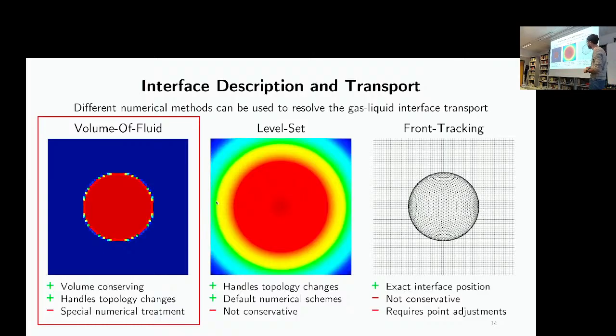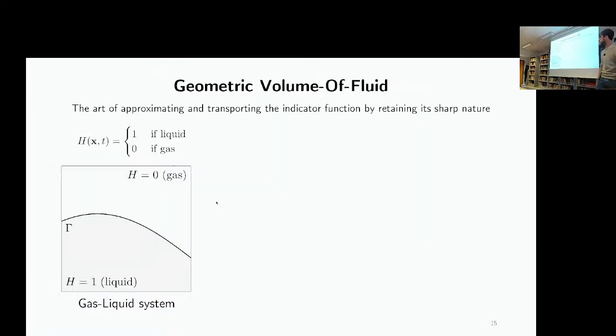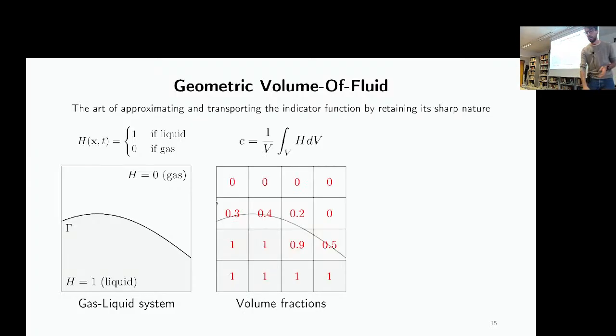When we deal with chemical reactions, chemical species, and combustion, mass conservation is a major concern, so we decided to go for the volume of fluid model. How does it work? Very briefly, we introduce an indicator function h, which varies sharply at the gas-liquid interface. It's equal to 1 in the liquid, 0 in the gas phase. We divide our domain in a number of cells where we discretize the indicator function as a volume fraction. And so if we transport the volume fraction, we can effectively transport the gas-liquid interface.